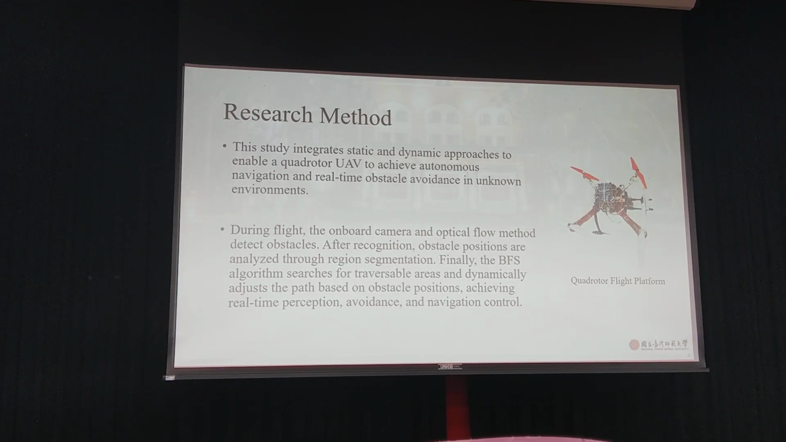This study combines static and dynamic processing methods to enable UAVs to autonomously navigate and avoid obstacles in unknown environments. During navigation, the onboard camera and optical flow method detect obstacles. Through regional analysis, the system determines obstacle position, and the BFS algorithm then finds a safe path, allowing the UAV to adjust its direction in real time for effective obstacle avoidance.